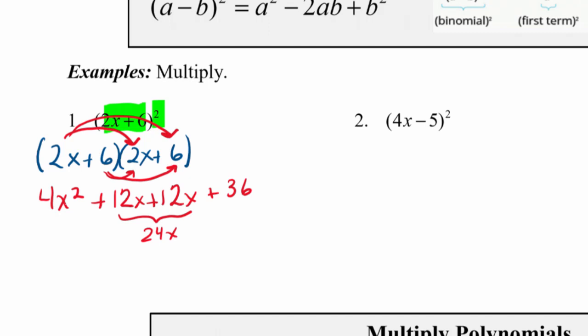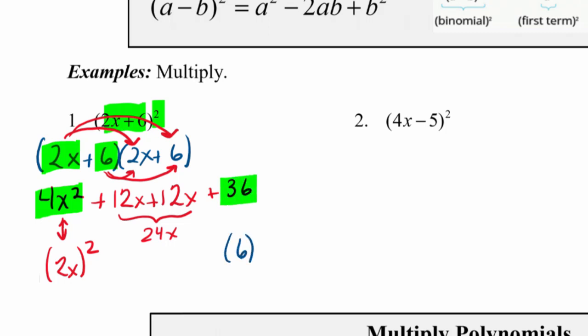So the pattern is this. The 2x, to get to the 4x squared, we squared it. 2x got squared for the first term. And then the 6 got squared for the last term. So 6 was squared for our last term. The middle term is twice, so double, twice the 2x multiplied to the 6. So you took the two terms that were in the parentheses in the original binomial, multiplied them together, and double that. And that gives you the middle term.